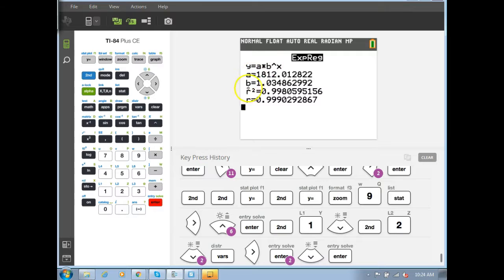But for now, just trust me that this is the correlation coefficient. So r is 0.999. That's a pretty good fit, so our guess at exponential regression was a good one. This information right here is what you're going to put into the exponential formula. You're going to have to round, because no one wants to write that many decimal points. You're going to write y equals 1812.01 times 1.035, let's round it, to the x power.